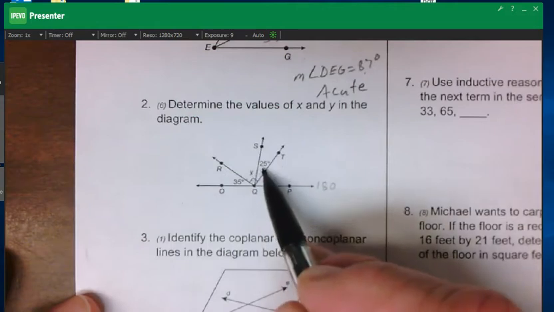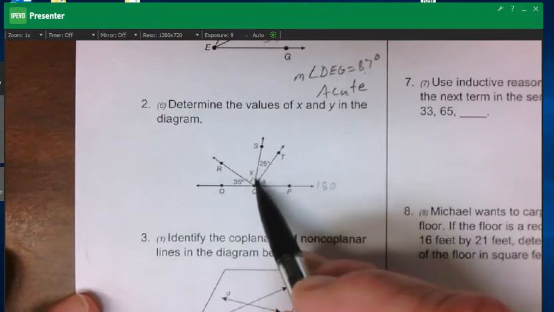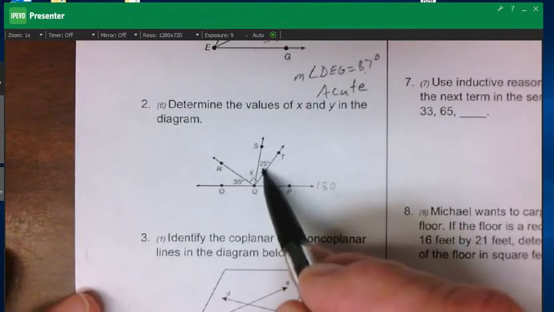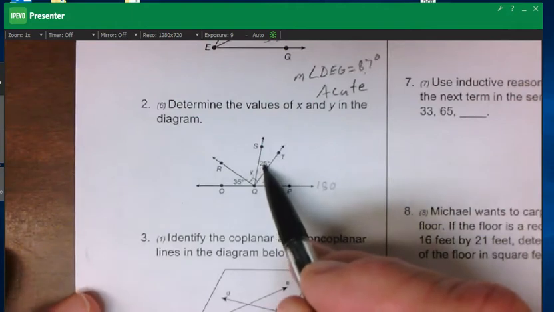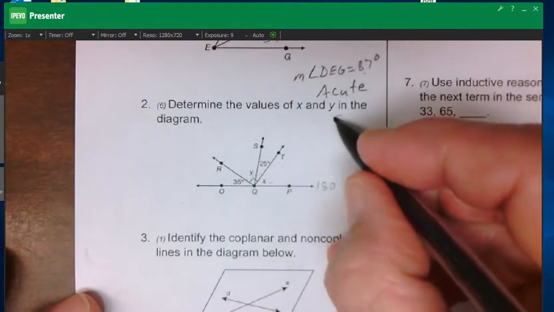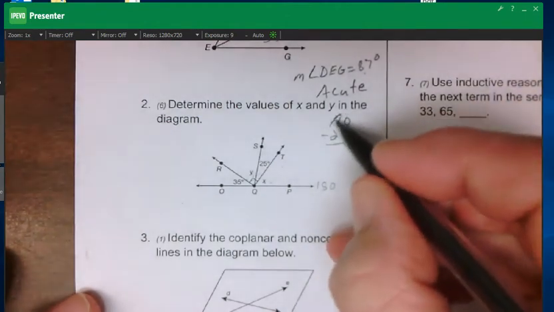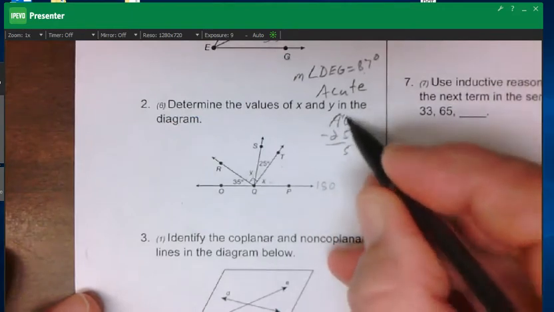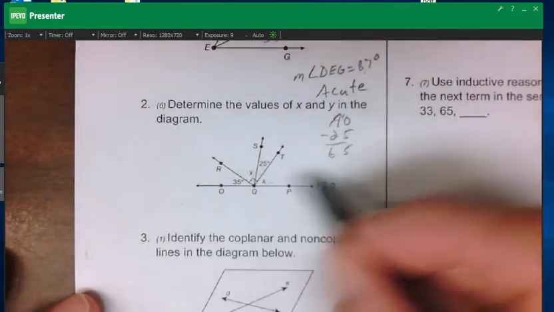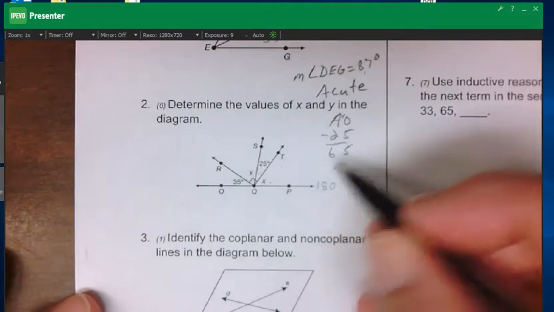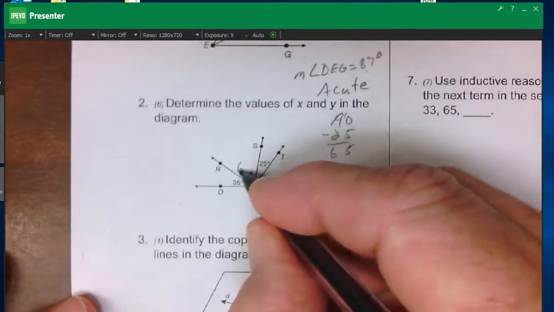So y plus 25 equals 90 degrees, because that's 90 degrees. 90 minus 25, and if you just do that carefully, I'm sure you can do it in your head. It is 65, and you add that to it, 80 and 5 and 5 is 90, so that's accurate.